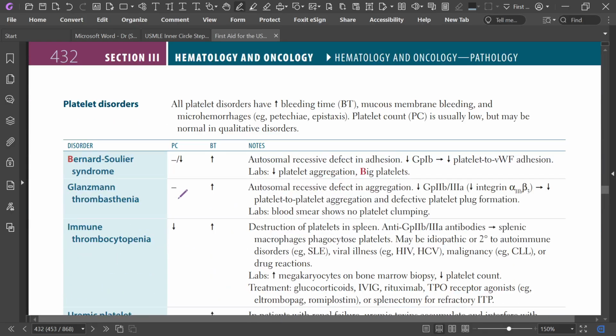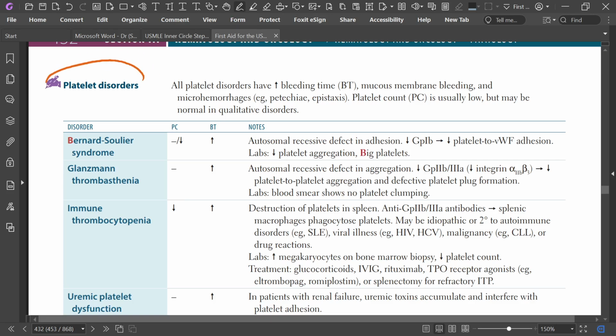This is a very high yield topic: platelet disorders. All the platelet disorders have increased bleeding time, mucous membrane bleeding, microhemorrhage, and fatigue. The platelet count is low, but it may be normal in qualitative disorders.